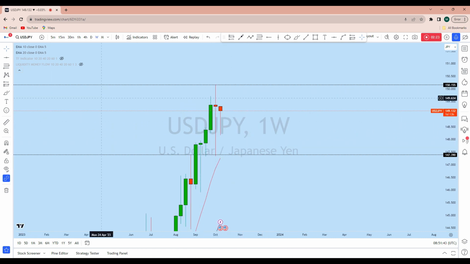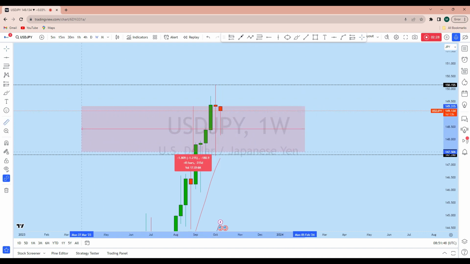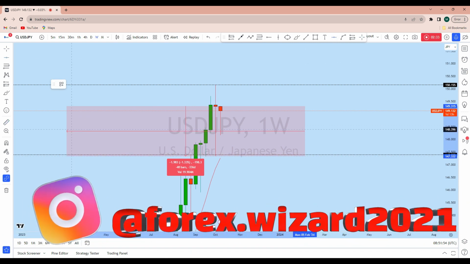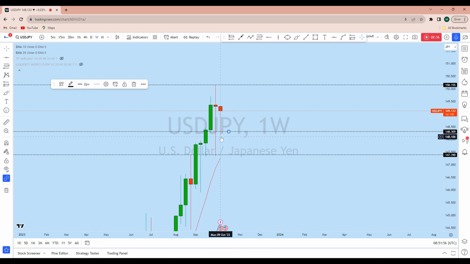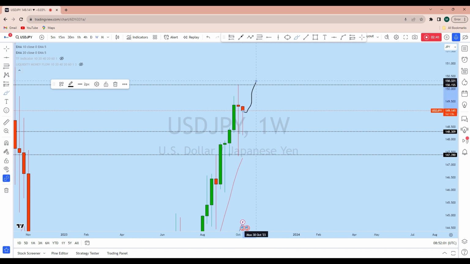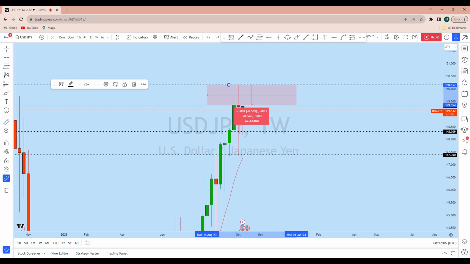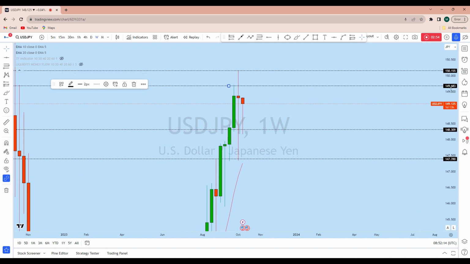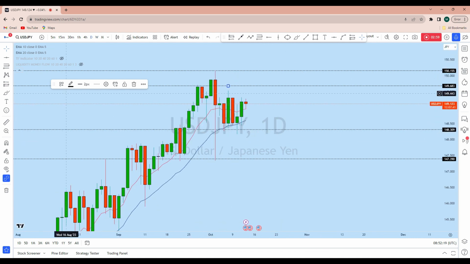another pullback. If we look at the previous weekly candle on dollar yen, we see that with this long wick doji, the price has come down to retrace to 50% of the previous weekly long wick, and from that support level we saw a bounce. That means we can expect dollar yen to go ahead and retest this upper shadow of this long wick candle. We can expect dollar yen to retest at least the 149.683 level.